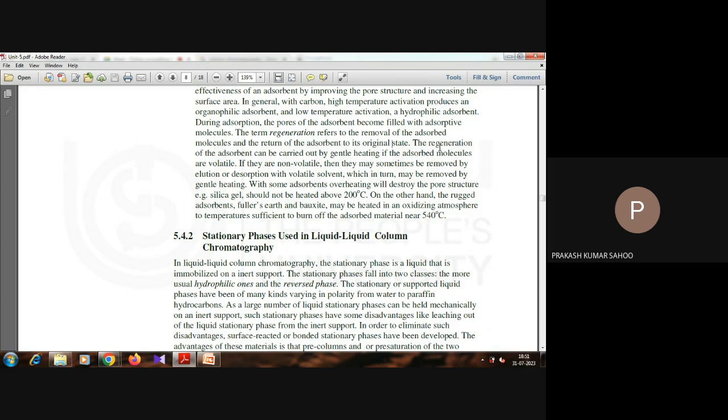With some adsorbents, overheating will destroy the pore structure. For example, silica gel should not be heated above 200 degrees centigrade. It will destroy the pore structure of the silica. On the other hand, rugged adsorbents, Fuller's earth and bauxite, that is bauxite is the alumina, Al2O3, may be heated in an oxidizing atmosphere to a temperature sufficient to burn off the adsorbed material, near 540 degrees centigrade.